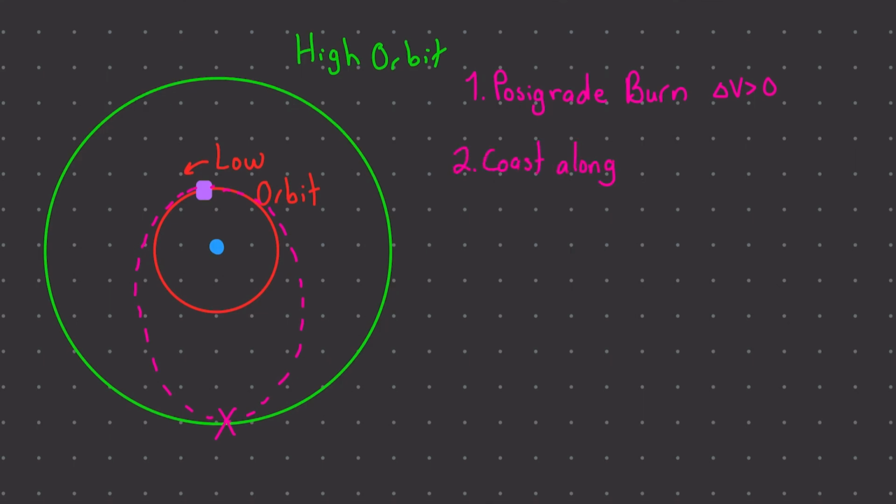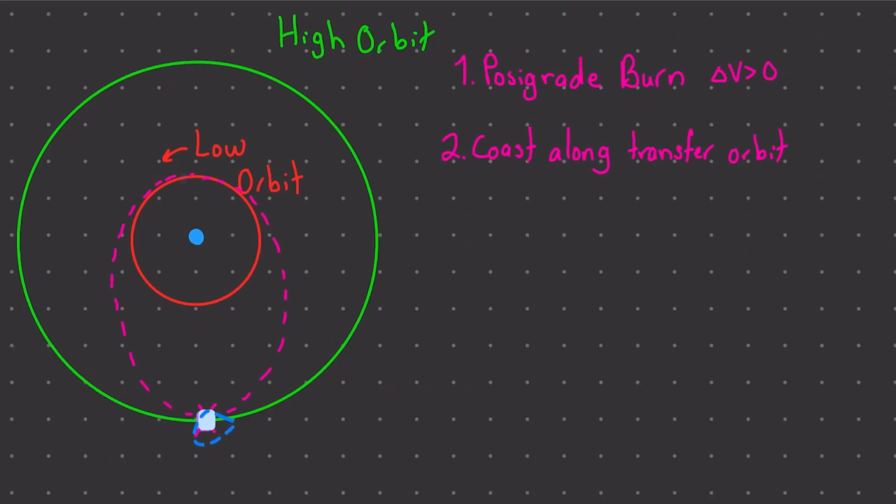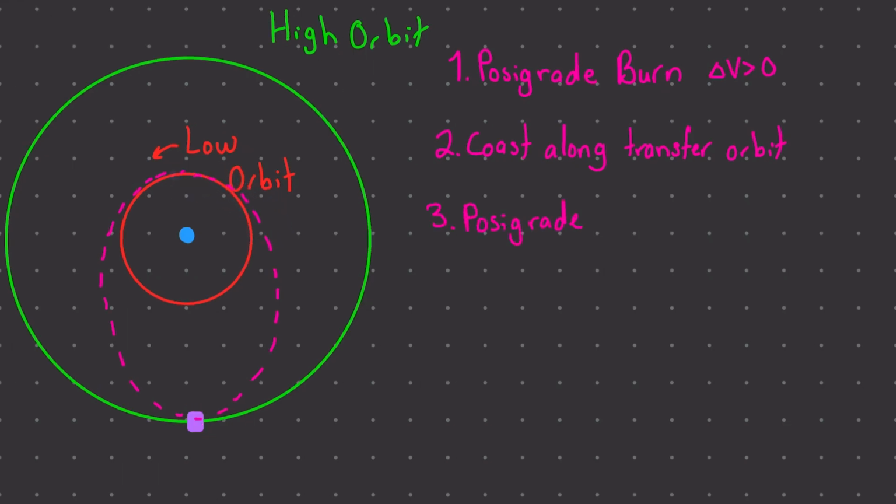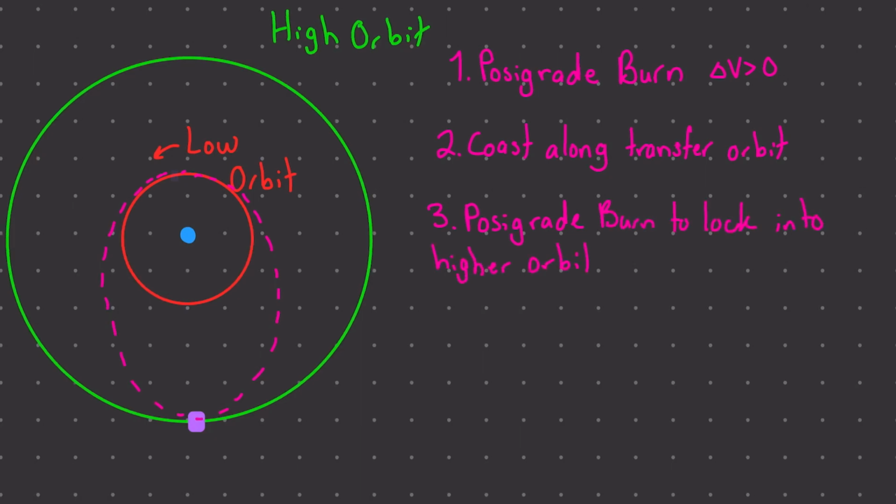Then we can coast along a transfer orbit until we intersect with the higher orbit. At this point, we need to change our orbit again so that it's aligned with the higher orbit, or else we'll just keep going on the elliptical transfer orbit. We do another posigrade burn, which opens up our orbit to align with the high orbit, and we're done. To get back to the low orbit with the Hohmann transfer, we can do the exact same thing but in reverse, so with retrograde burns.